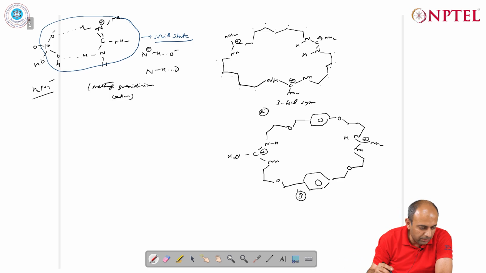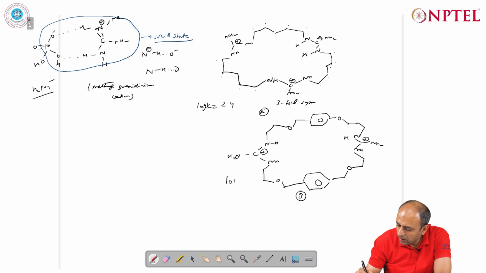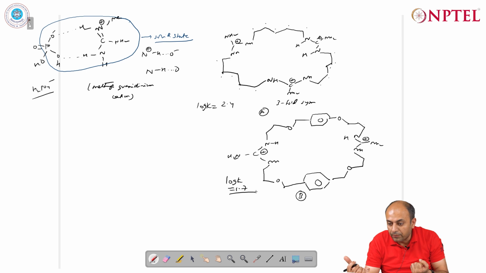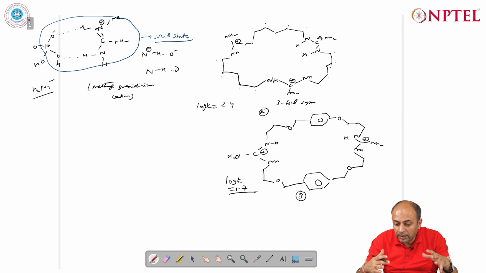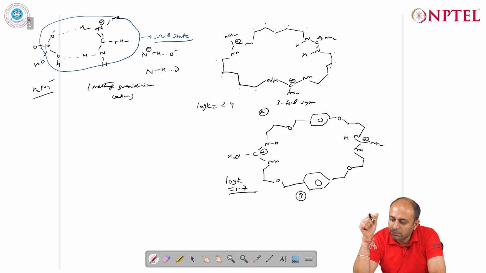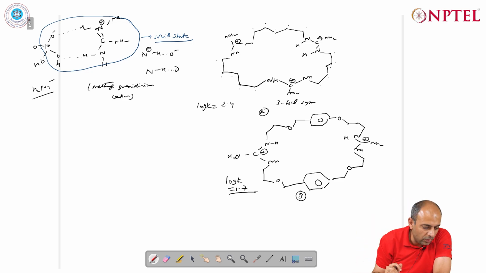They have threefold symmetry, but surprisingly, the value of log K was 2.4 for this, and log K was only 1.7 for the other. So this experiment completely failed, because till now we had assumed that in order to have good binding, the size of the host should be larger, and the anion should be able to sit in the voids created by the cationic host. But in this particular case, these experiments did not work.